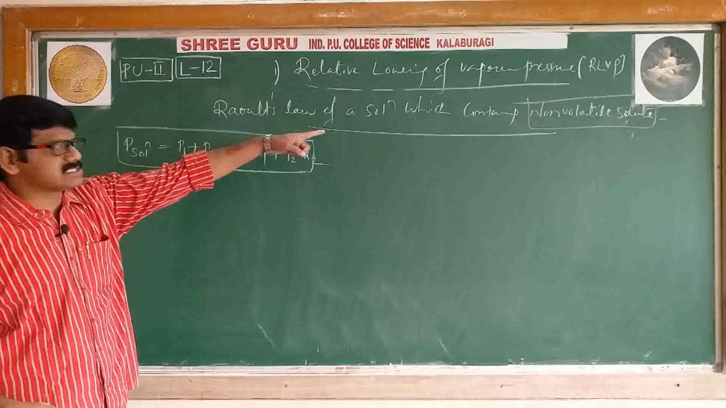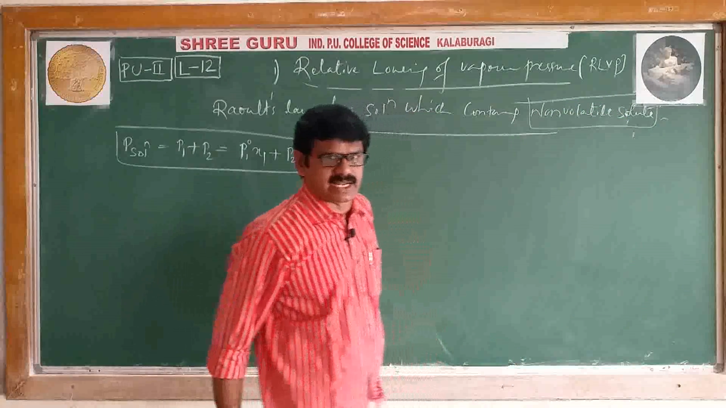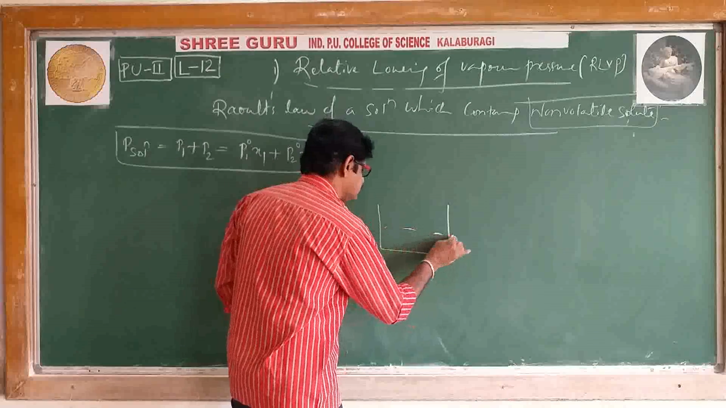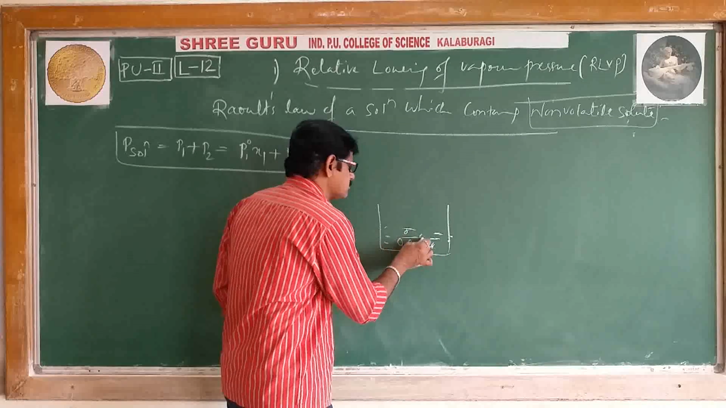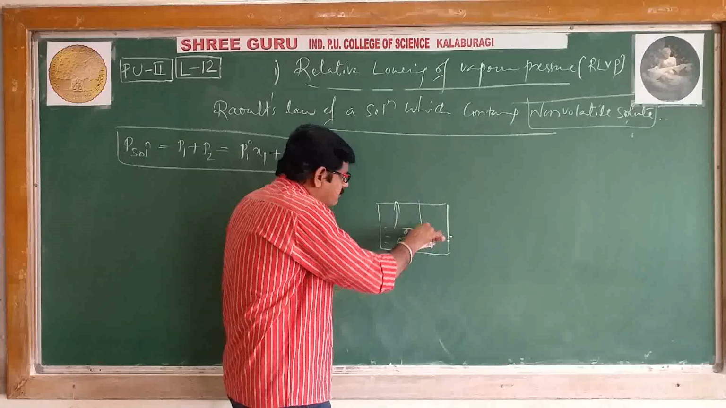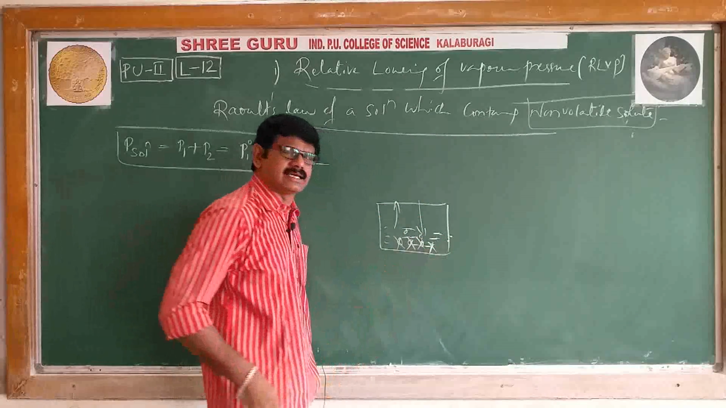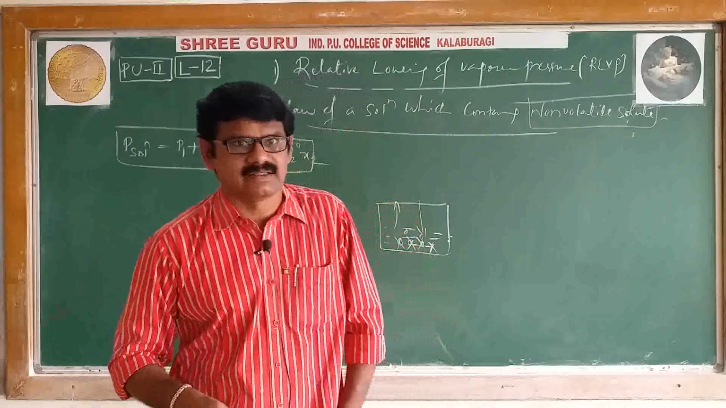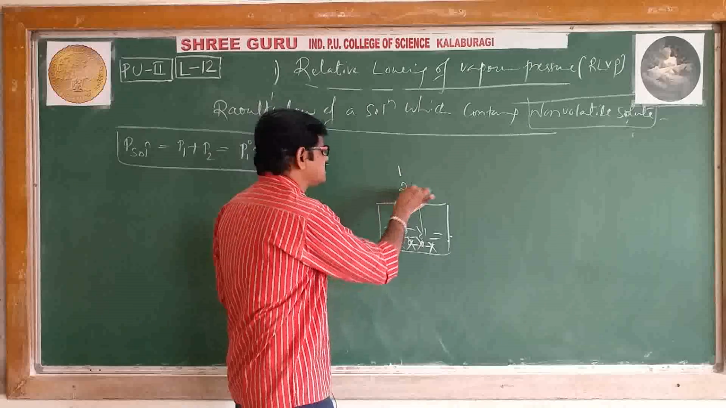And here just now we have discussed non-volatile solute. Solute is non-volatile. If a solute is non-volatile, please try to understand. It is a solvent. Now it is a solute. Only solvent is vaporizing. Only solvent is exerting pressure. Solute is not vaporizing, as well as the solute is not exerting any pressure. And already known to you, solvent we have designated as 1, solute is designated as 2.